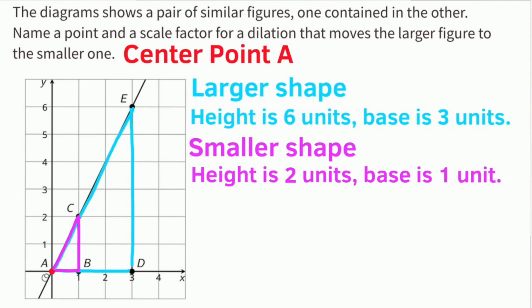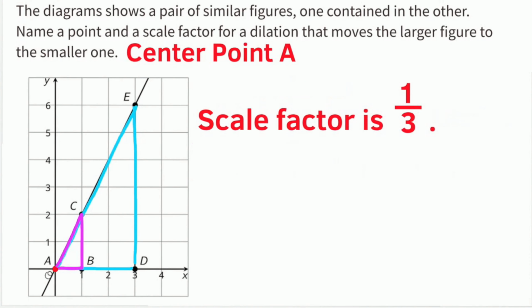The larger shape is 3 times larger than the smaller shape, and the smaller shape is 1/3 the size of the larger shape. The scale factor for a dilation that moves the larger figure to the smaller figure would be a 1/3 scale factor, because the larger figure would have to reduce its size to 1/3 of its original size.